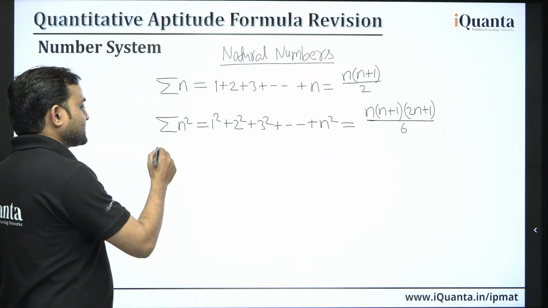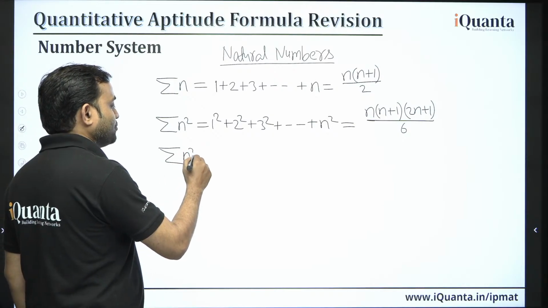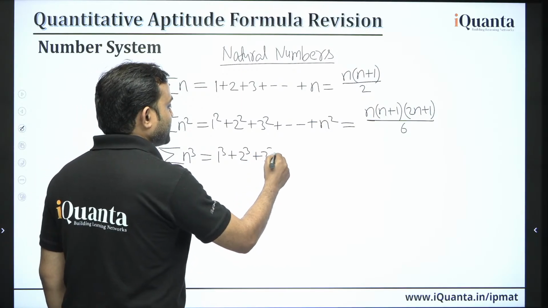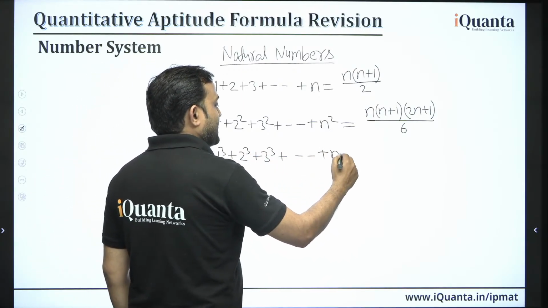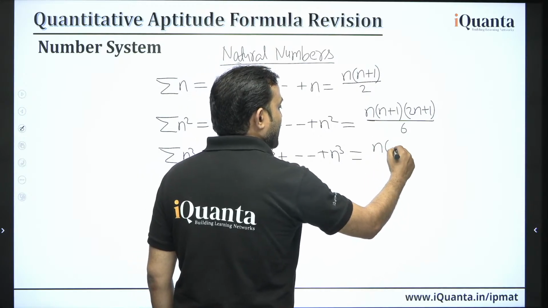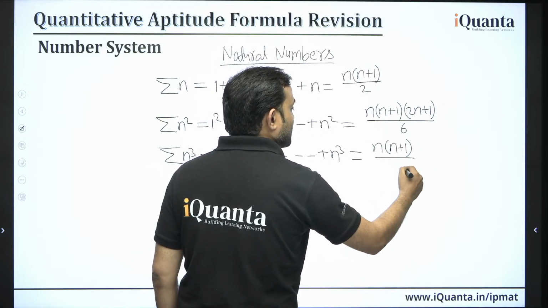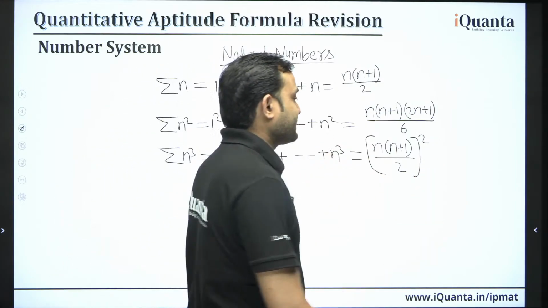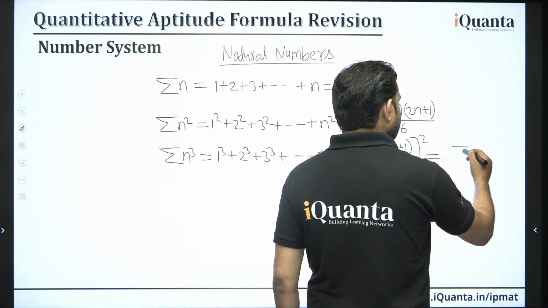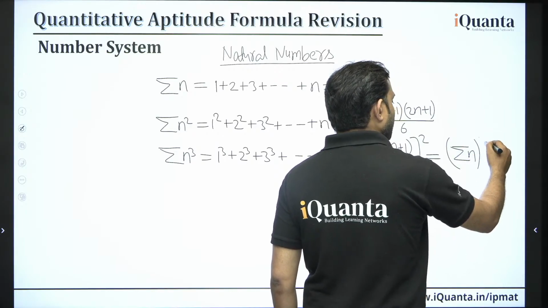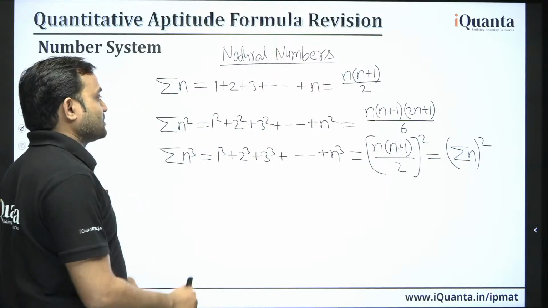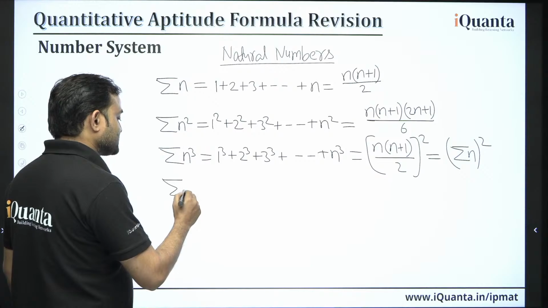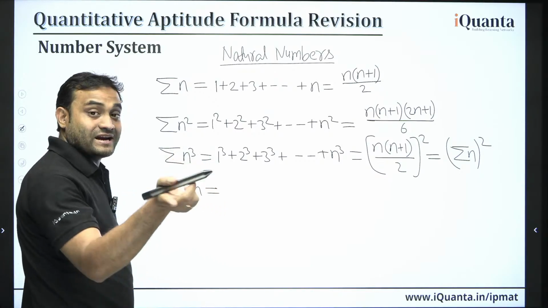Alright, then comes summation of n cube, which is 1 cube plus 2 cube plus 3 cube till n cube, which will be equal to n into n plus 1 upon 2 whole square, which can be written as summation of n whole square, right? This summation of n, this first one. Then we can use this to find further sums, like the sum of first n even natural numbers.